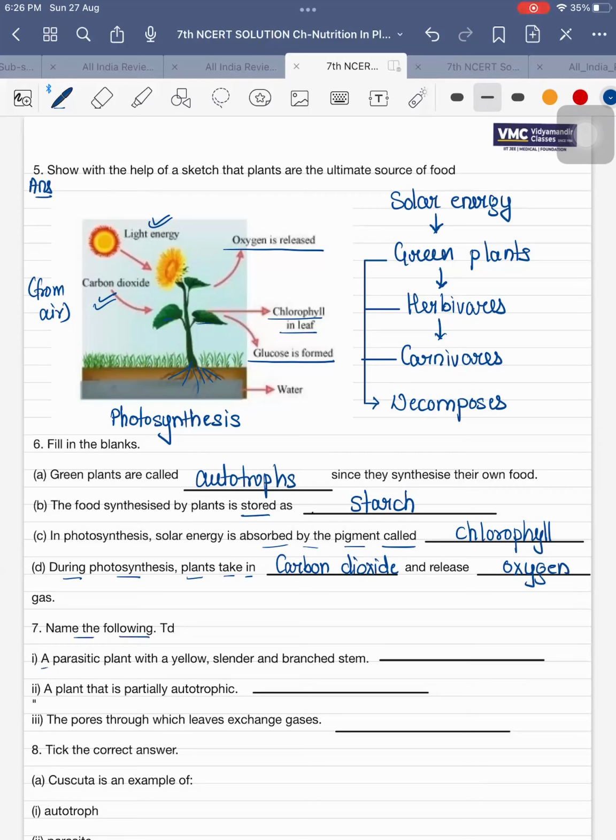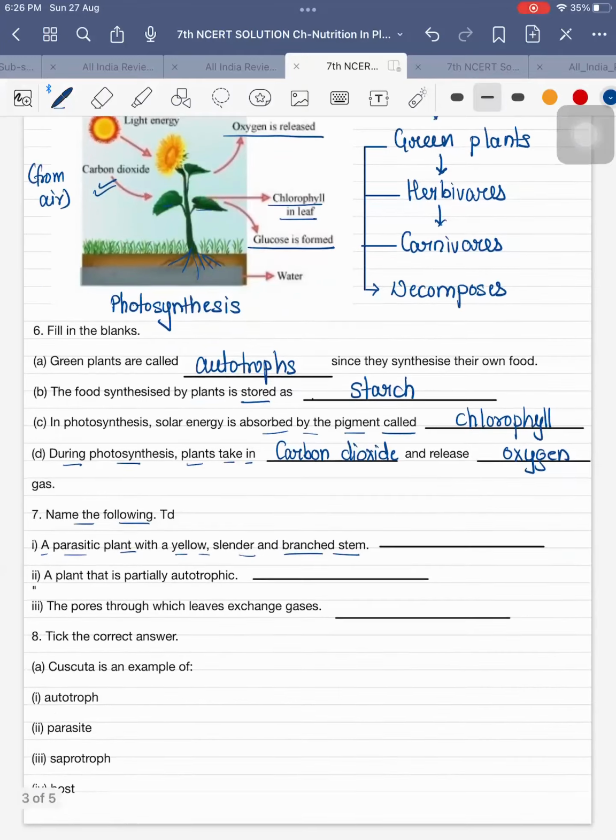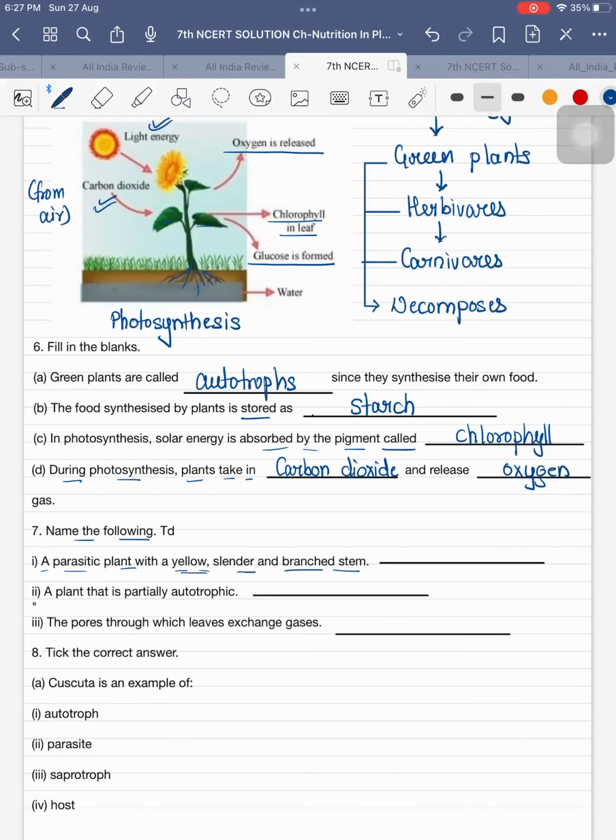Number one, a parasitic plant with a yellow, slender and branched stem. So which one is a parasitic plant having a yellow, slender and branched stem? So it is Cuscuta. Next one, a plant that is partially autotrophic. So partially, it's an insectivorous plant. So we can write pitcher plant. It's insectivorous. It can do photosynthesis and also take nutrition from insects.